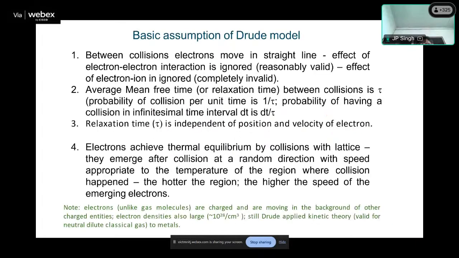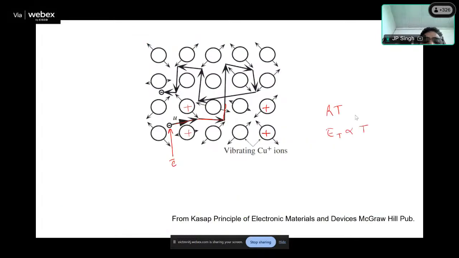Now another thing we need to understand is what the other assumptions made in the Drude model are. One assumption is that between the collisions, or between two scattering events, suppose it started from here, and this is one event, then this is a second event.